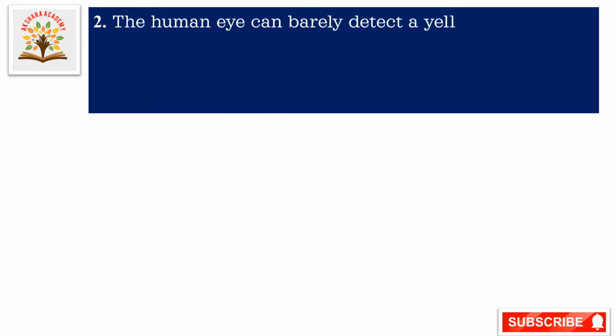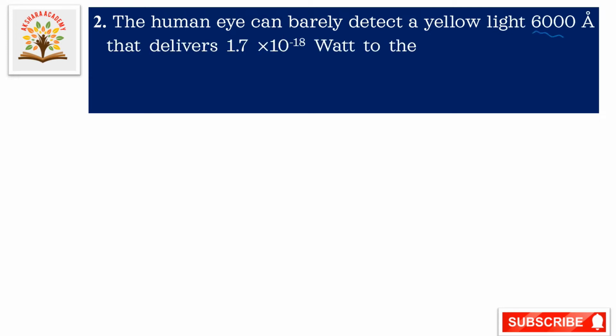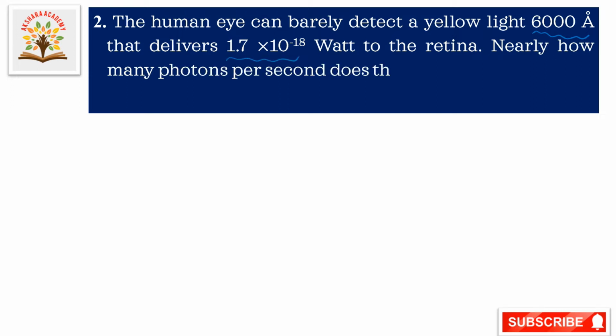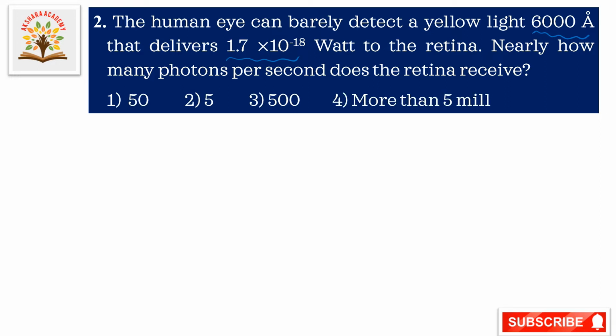Here, in this question, they given lambda is equals to 6000 Armstrongs and power P they given as 1.7 into 10 to the power of minus 18 watts. We have to calculate photons per second. How many photons per second does a retina receive? Now let us go to the solution.